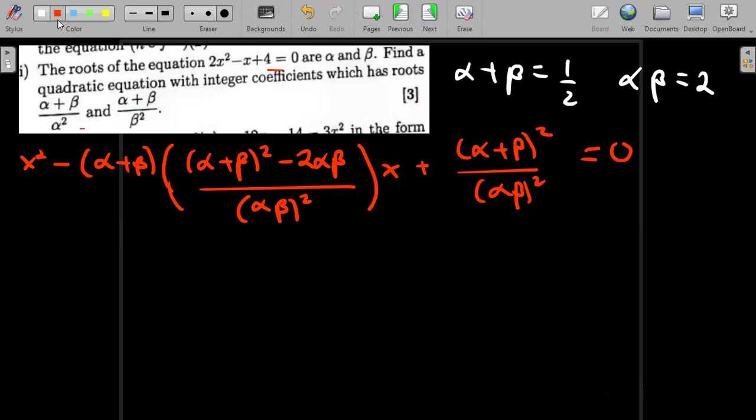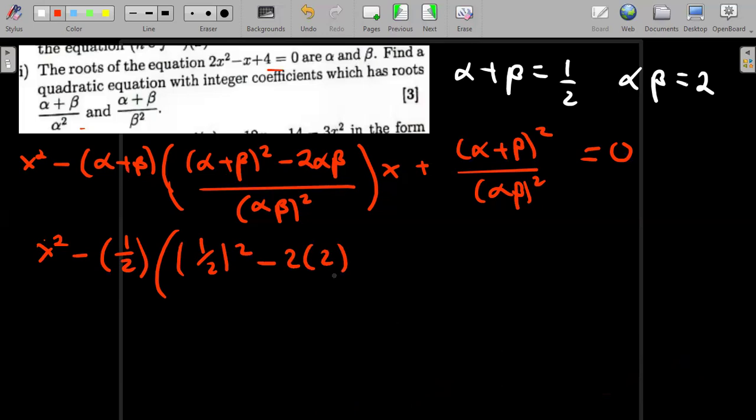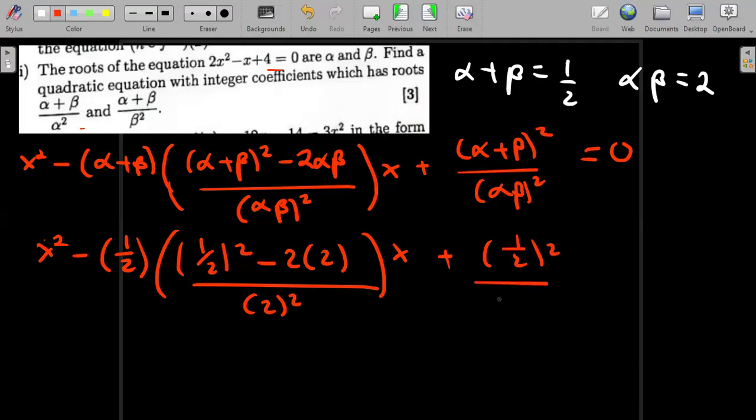Okay, so we have x squared. Now, at this stage, I can replace. I know what alpha plus beta is, it's one half, and what alpha beta is, it's just 2. So here, negative, and where there's alpha plus beta, I replace 1 over 2, then 1 over 2 squared minus 2 multiplied by 2, over 2 squared, then x plus, I can replace there 1 over 2 squared over 2 squared, and this is equal to 0.